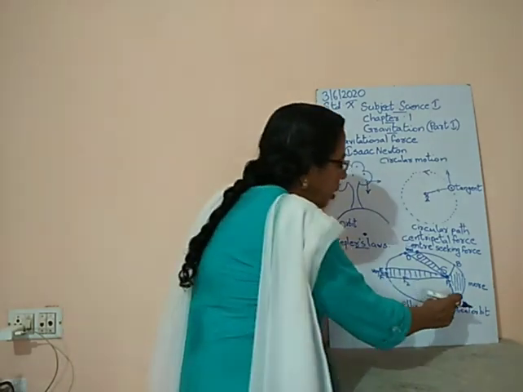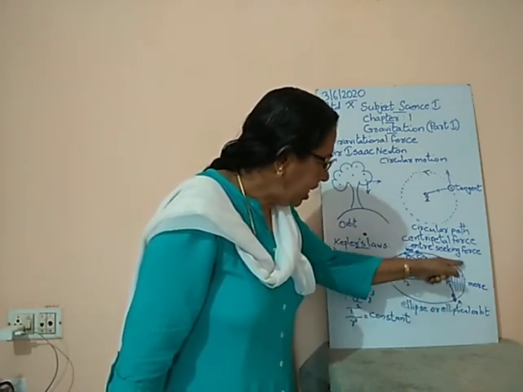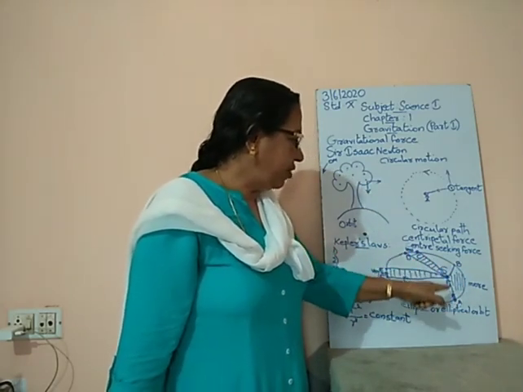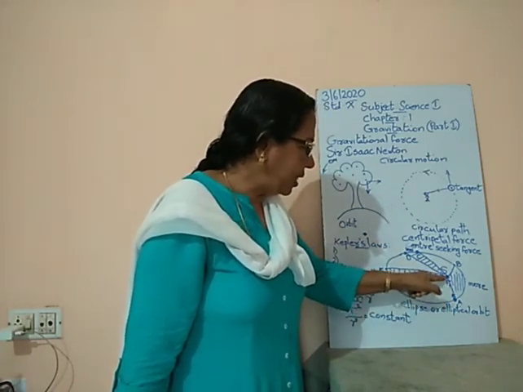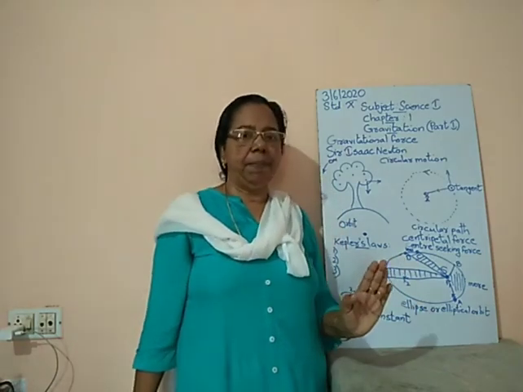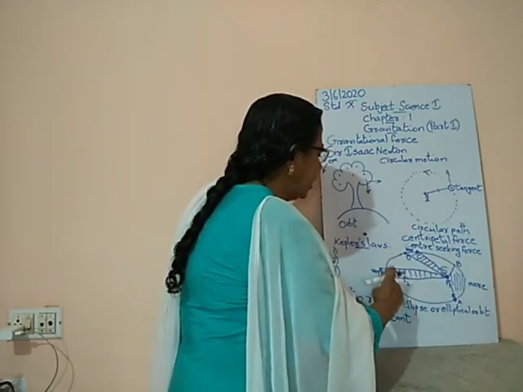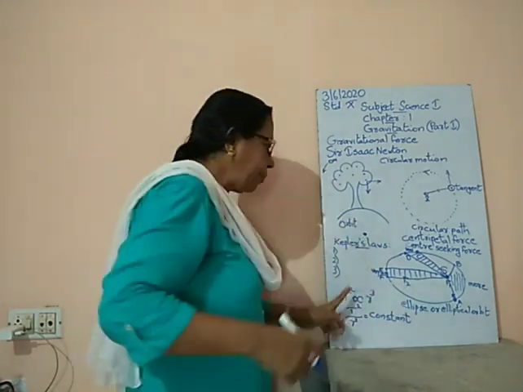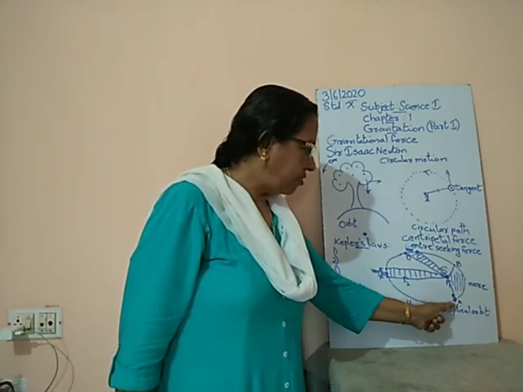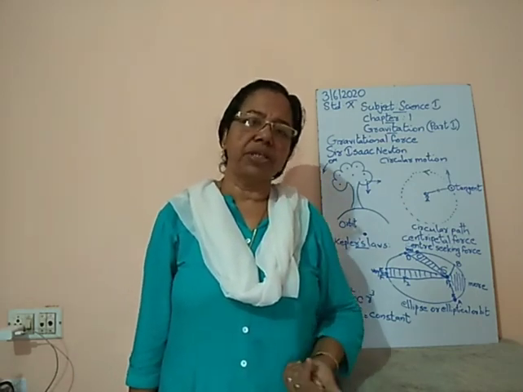Second law: the line joining the planet to the Sun covers equal areas, not distances, in equal intervals of time. Once again, the line joining the planet to the Sun sweeps equal areas in equal intervals of time. The third law: the square of the period of revolution of the planet around the Sun is directly proportional to the cube of the mean distance of the planet to the Sun.